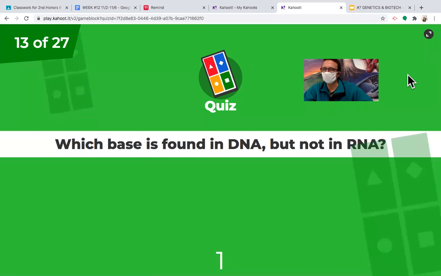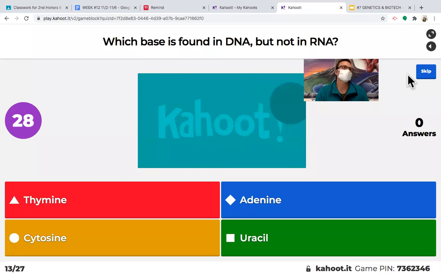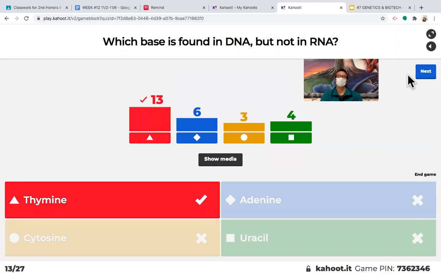Which base is found in DNA but not in RNA? So which of these nitrogenous bases is found in DNA but not RNA? If you discovered this nitrogen base in your RNA molecule, you'd think, uh-oh, something's not good. That would be thymine.